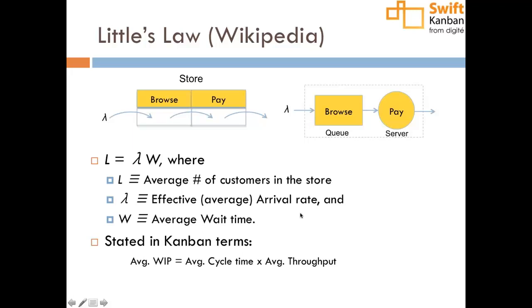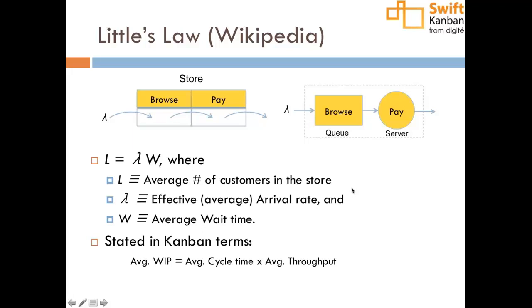Okay, and stated differently, the same in Kanban terms is that average WIP is the average cycle time multiplied by the throughput. Or if you want the cycle time, it's WIP over throughput, right? So effectively, what this formula is saying is there is a relationship between the work in progress and cycle time, given a certain capacity to complete work.